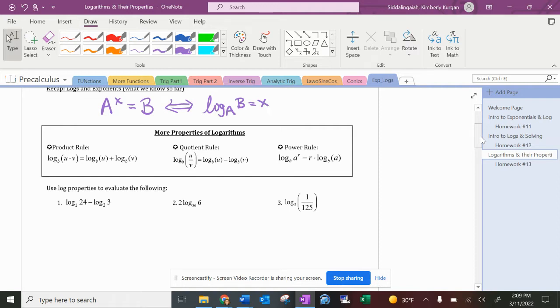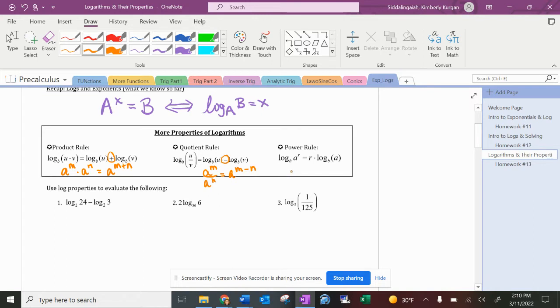So I offer you those three properties right there: product rule, quotient rule, power rule. They come from, if you remember, exponent properties from Algebra 1. They come from the fact that if I had a to the m times a to the n, that was m plus n. That's why we're adding. Multiplying inside the log turns into addition. The exponent rule around division was if I were dividing the same bases, I would subtract the exponents. So when I see division inside the log, notice it turns into subtraction.